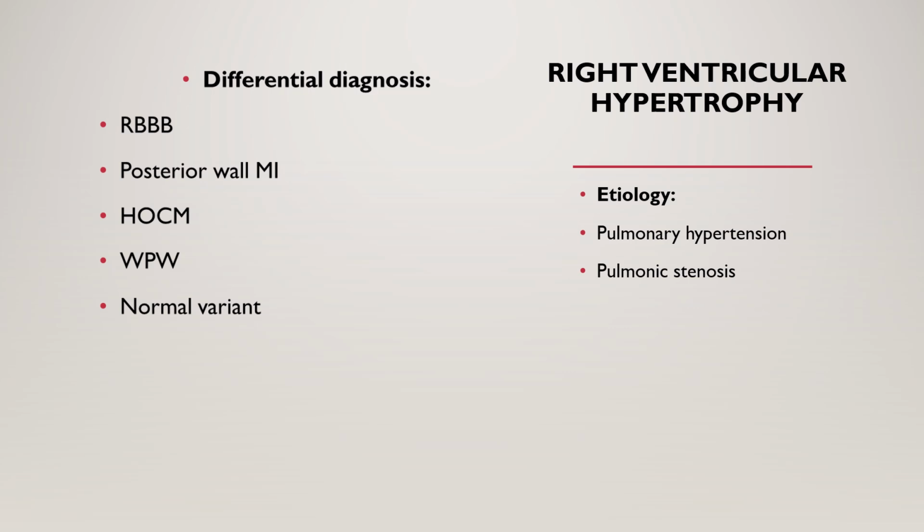Let's talk about RVH, or right ventricular hypertrophy. The etiology is typically pulmonary hypertension and congenital heart disease, such as pulmonary stenosis. Some other additional etiologies should be considered, such as, for example, advanced lung disease, such as end-stage COPD, or some sort of interstitial lung disease. The differential diagnoses include right bundle branch block, posterior wall myocardial infarction, hypertrophic obstructive cardiomyopathy or HOCM, WPW or Wolff-Parkinson-White syndrome, and a normal variant. Again, EKG is not the most sensitive test to diagnose RVH.